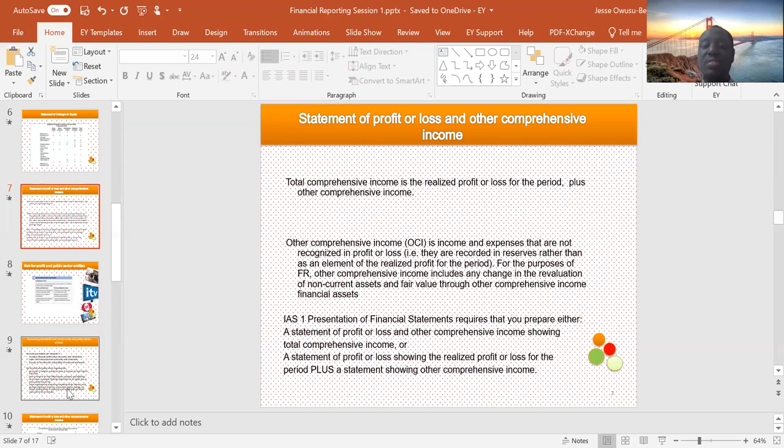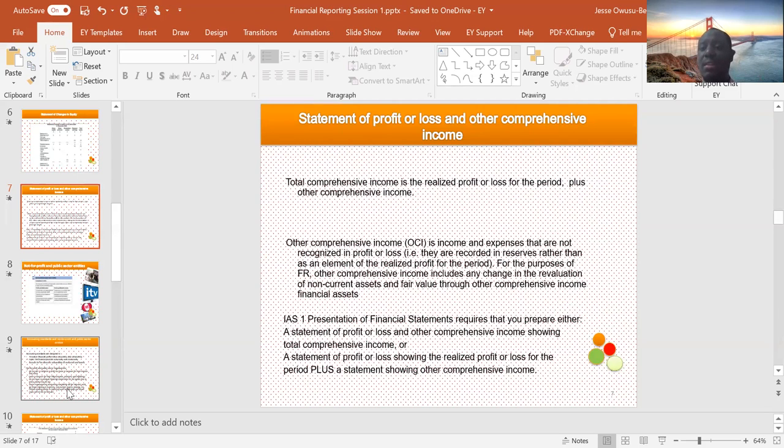So IAS 1, which is the presentation of financial statements, requires that you prepare either a statement of profit or loss and other comprehensive income, or a statement of profit or loss showing the realized profit or loss for the period, plus a statement showing other comprehensive income. So IAS 1 is saying you need to have those two things in place, the profit or loss and the other comprehensive income bits, basically.